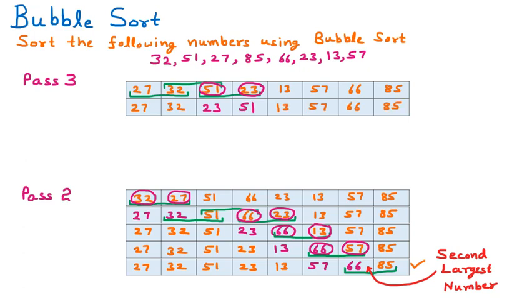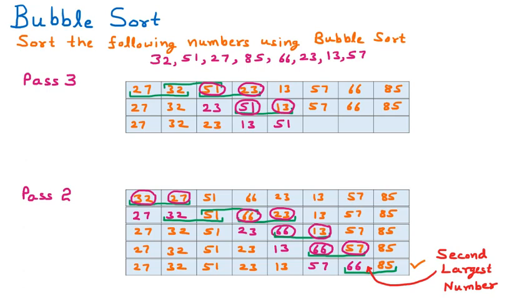Again we are going to compare the two numbers afterward. So we are comparing 51 with 13. They are not in ascending order, so these two numbers need to be swapped. We are inserting one more row here. So 13 will come first, then 51 will come. And all the numbers which are remaining will be as they are.